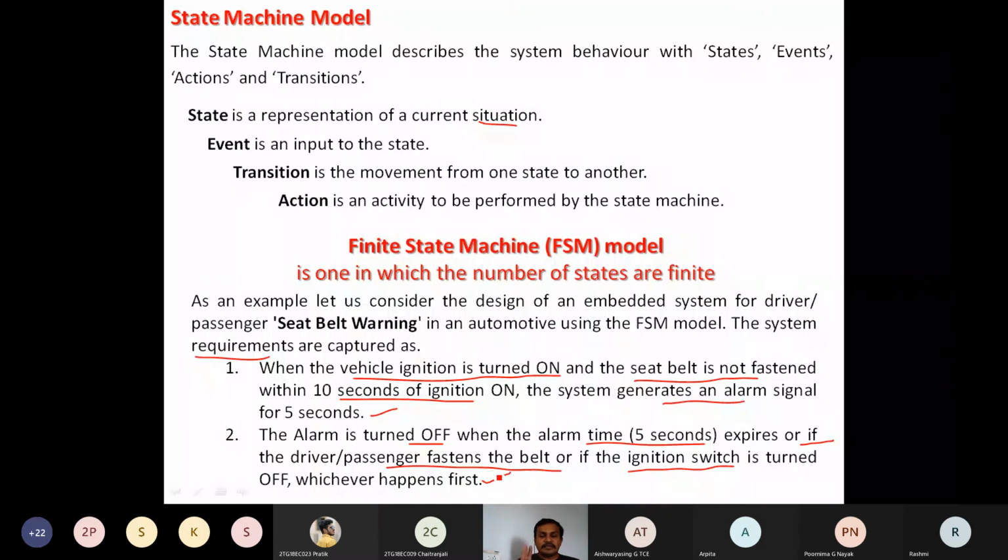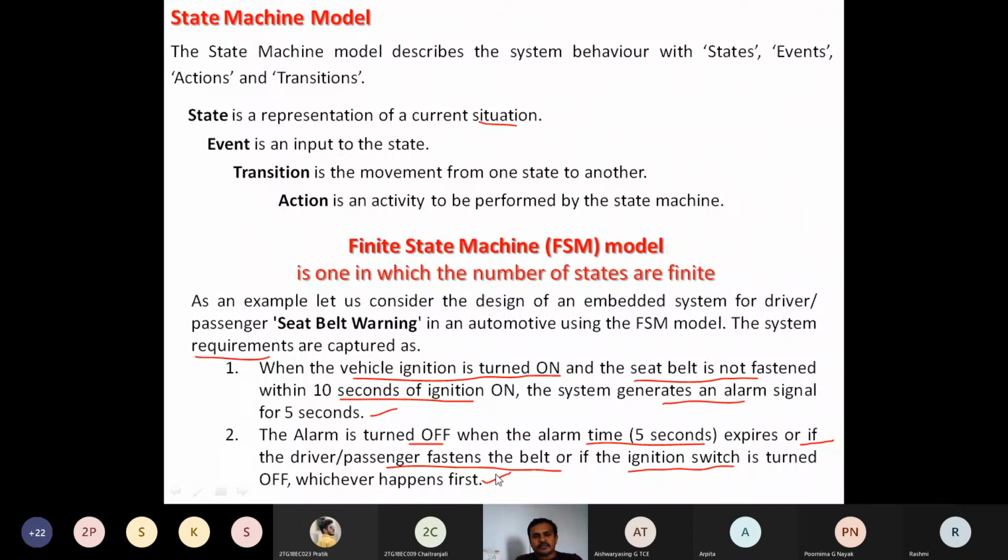ಅಮಂಗ್ 3 situations. What are the situations? One is alarm is expiring, that is 5 seconds is over, or the seat belt is fastened, or the ignition is off. ಇವು ಮೂರಲ್ಲಿ ಯಾವುದು ಫಸ್ಟ್ ಬರುತ್ತೆ ಆ ಟೈಮಲ್ಲಿ ಅಲಾರಾಮ್ ಆಫ್ ಆಗುತ್ತೆ. ಸೊ ದೀಸ್ ಆರ್ ದಿ 2 requirements about seat belt warning system.